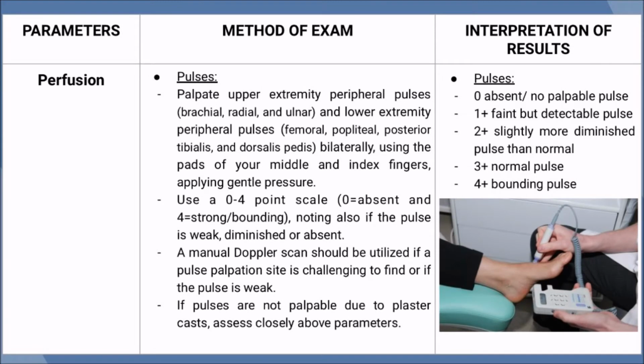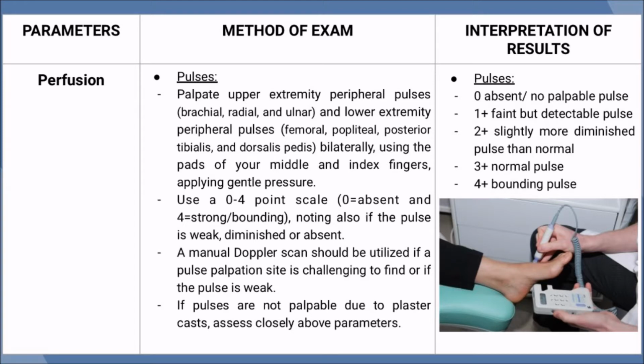And lastly, for the perfusion, we have the pulses. Palpate the upper extremity peripheral pulses, the brachial, radial, and ulnar, and the lower extremity peripheral pulses, the femoral, popliteal, posterior tibialis, and dorsalis pedis, bilaterally, using the pads of your middle and index fingers, applying gentle pressure. Use a 0 to 4 point scale, noting also if the pulse is weak, diminished, or absent.